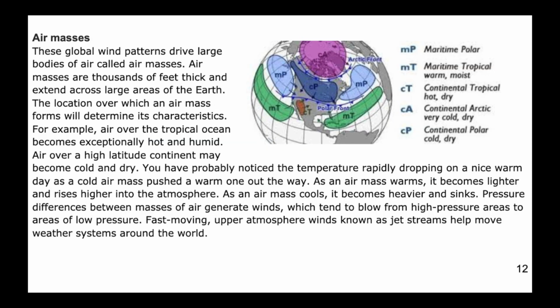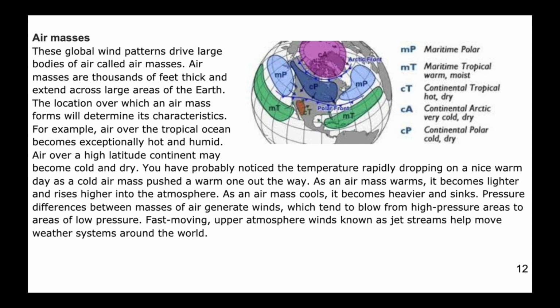Air masses. These global wind patterns drive large bodies of air called air masses. Air masses are thousands of feet thick and extend across large areas of Earth. The location over which an air mass forms will determine its characteristics. For example, air over the tropical ocean becomes exceptionally hot and humid. Air over a high-latitude continent may become cold and dry. You have probably noticed the temperature rapidly dropping on a nice warm day as a cold air mass pushed a warm one out of the way.